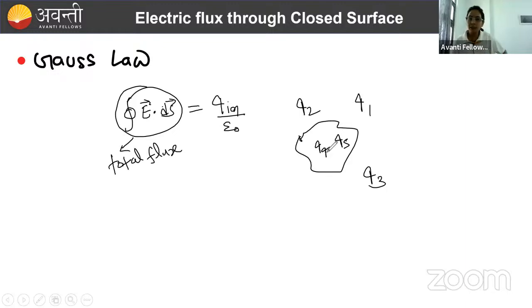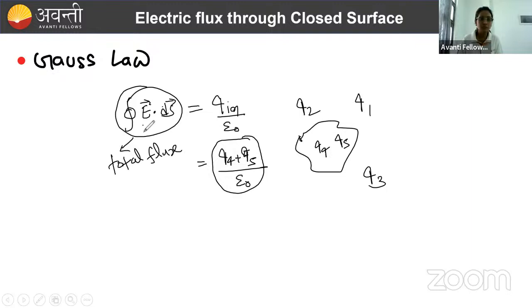So what are the charges inside the closed surface here? Q4 and Q5. So here Q enclosed will be equal to Q4 plus Q5, divided by epsilon. So this is going to be the answer here. That is, the flux through the closed surface will be equal to this. Q2, Q1, Q3 are outside, so they are not going to contribute anything to the flux passing through this closed surface, right? So this is the thing.